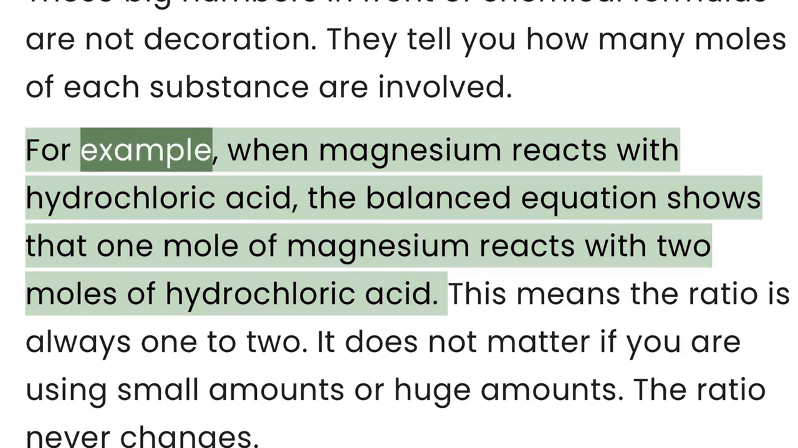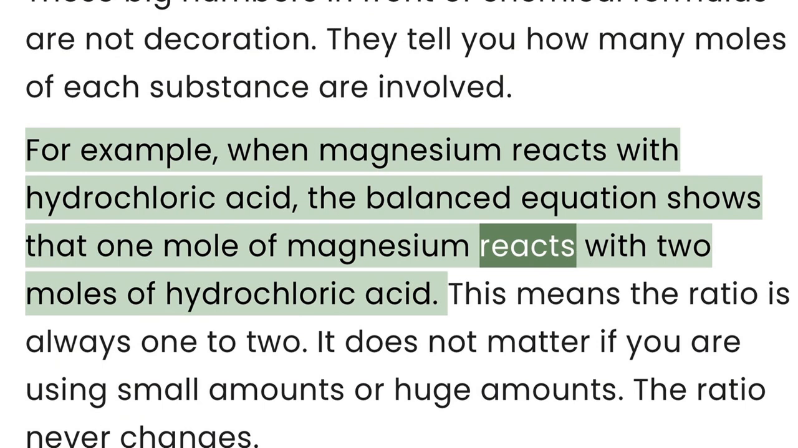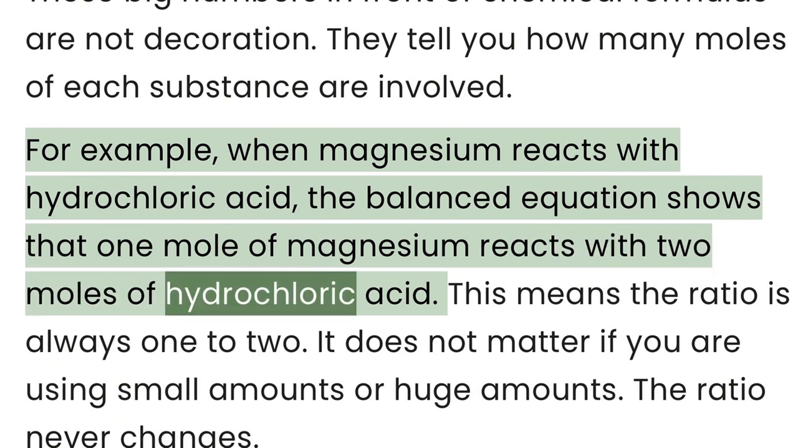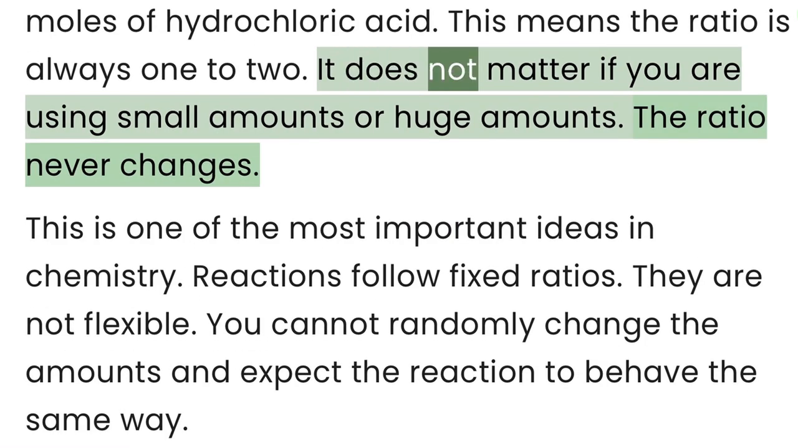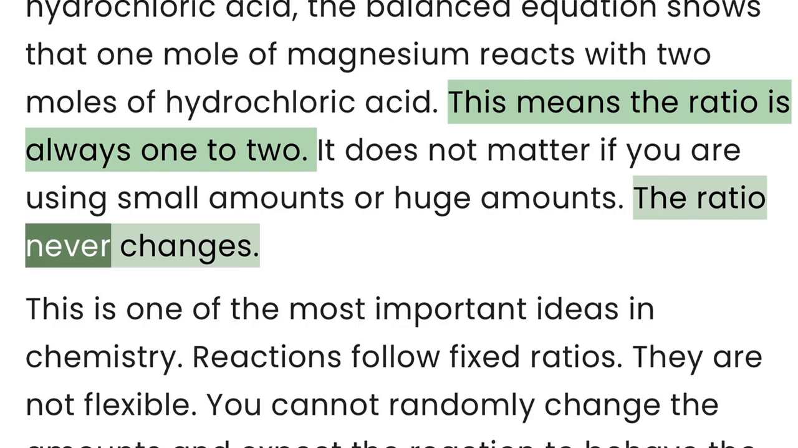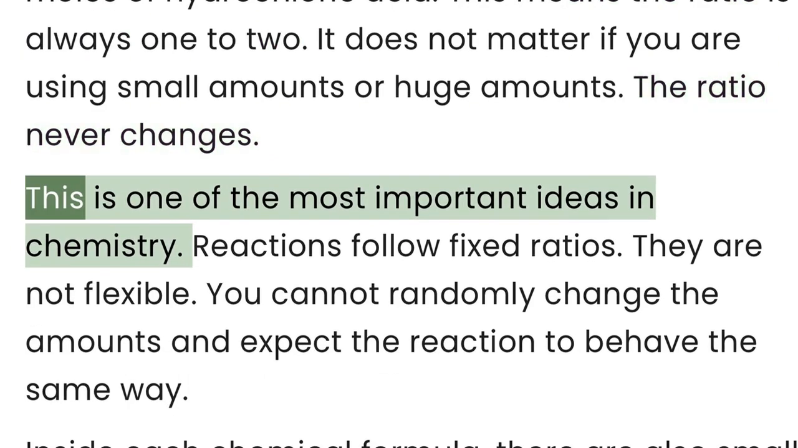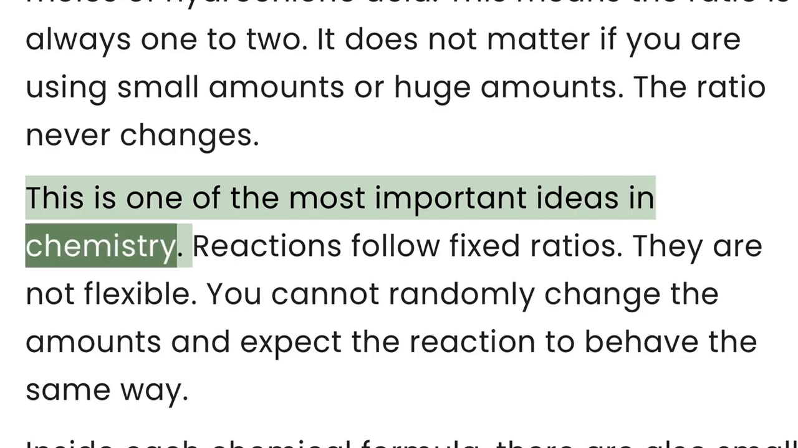For example, when magnesium reacts with hydrochloric acid, the balanced equation shows that 1 mole of magnesium reacts with 2 moles of hydrochloric acid. This means the ratio is always 1 to 2. It does not matter if you are using small amounts or huge amounts. The ratio never changes. This is one of the most important ideas in chemistry.